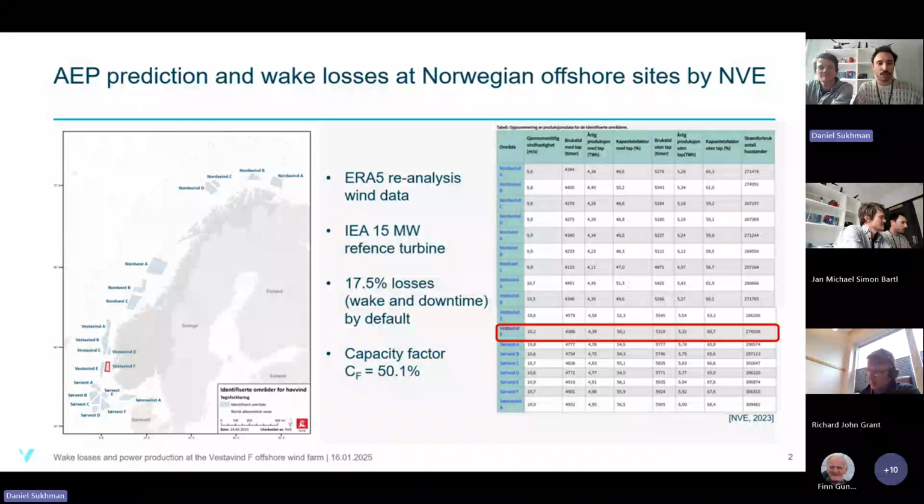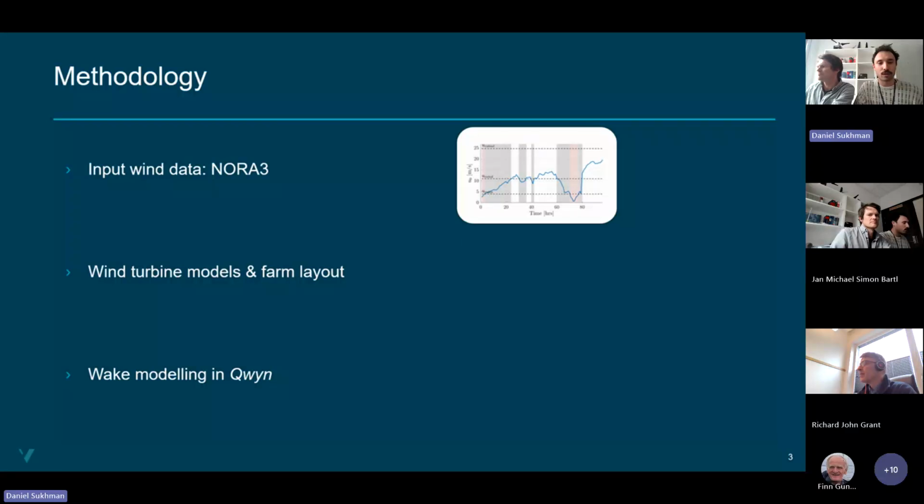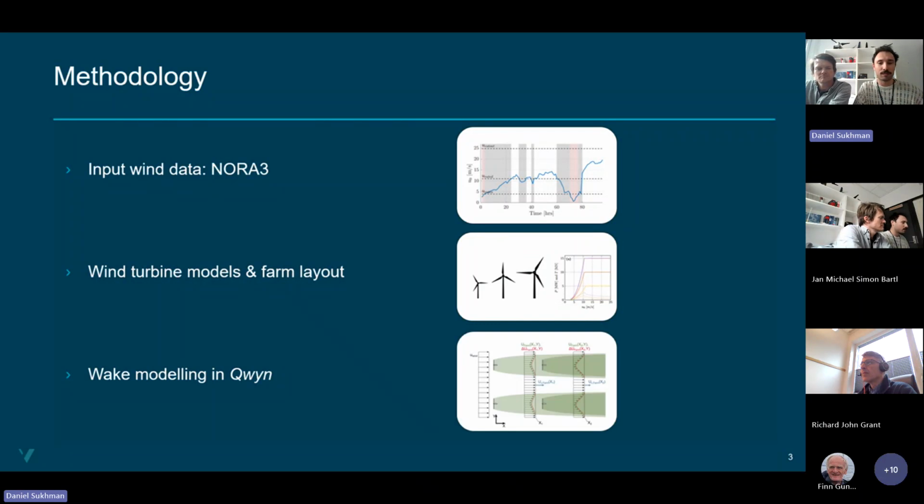We decided to calculate it ourselves using our methods, our in-house code, and see what we got, and then compare. We found some interesting results there. So I'm going to walk you briefly through the input wind data we used. It's a little bit different from the one NVE used. Then talk about the wind turbine models and the farm layout we decided to go with. And finally, I'll give you a short introduction into our in-house code, Quinn.